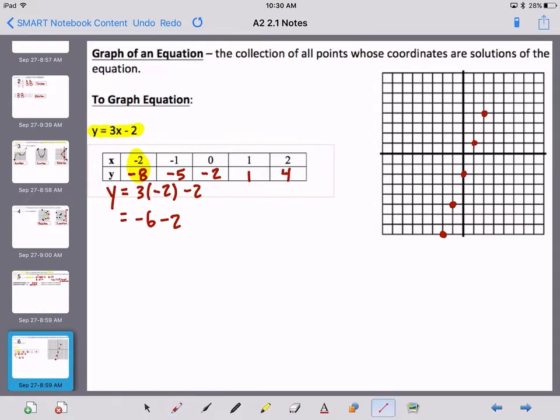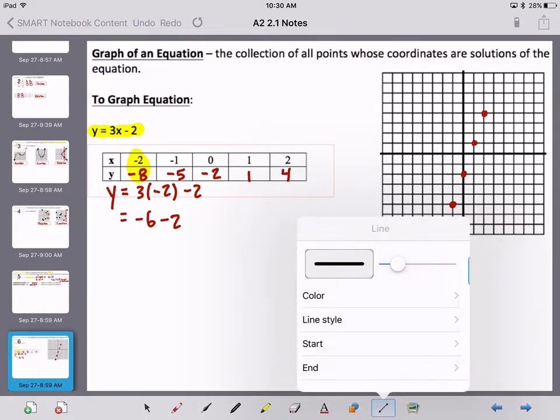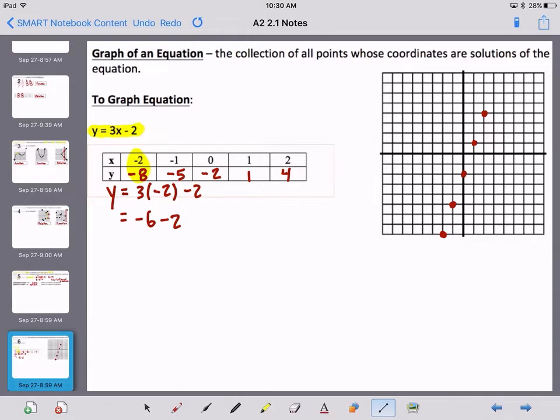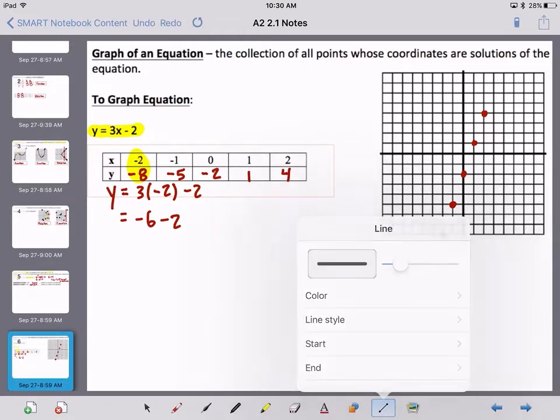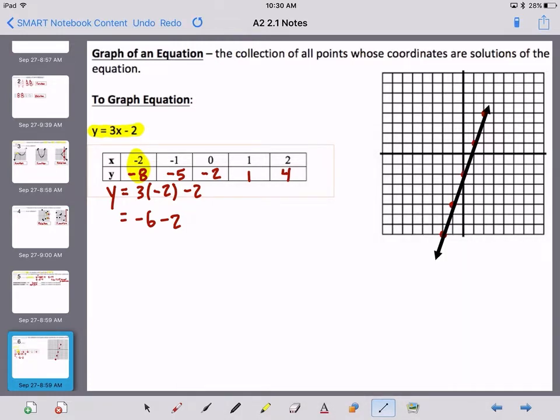So if you notice, those go in a straight line, which they should. So we're going to draw a line through those points, and that would be a graph of the equation y equals 3x minus 2.